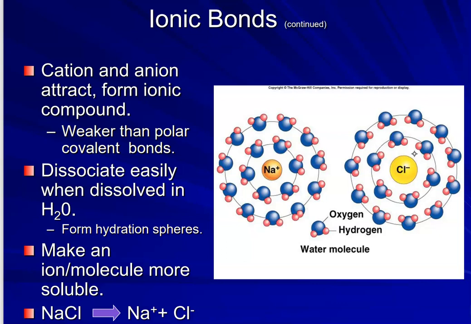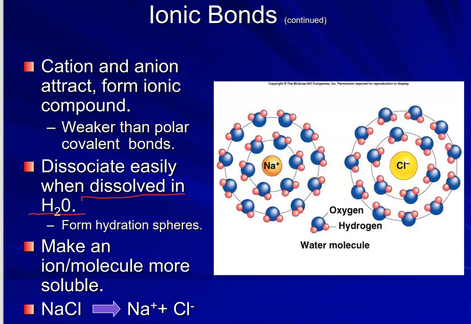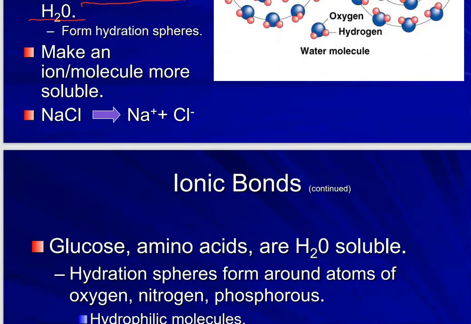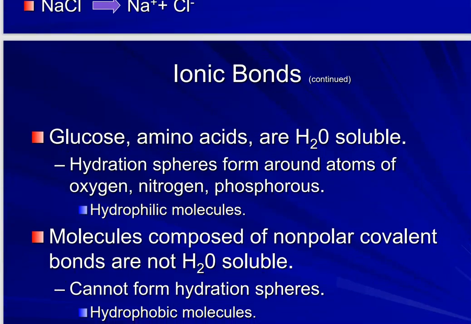So the sodium and chloride dissociate and they dissolve easily in water. They have these hydration spheres that you can see right here. And when you write the chemical formula, it will be NaCl that dissociates into sodium ions and chloride ions and dissolves easily in water, because water has polarity and sodium and chloride both carry a charge. Okay, continued here on the ionic bond.